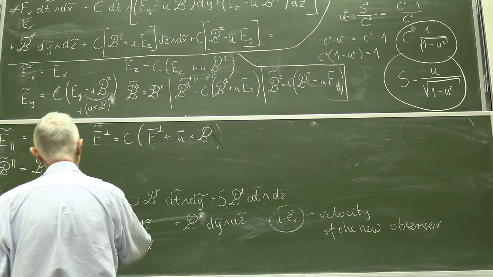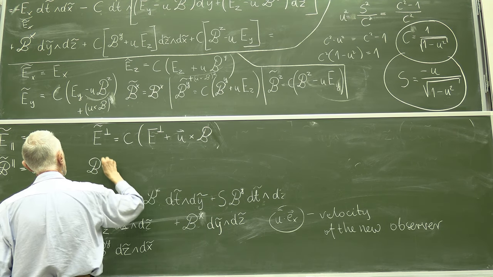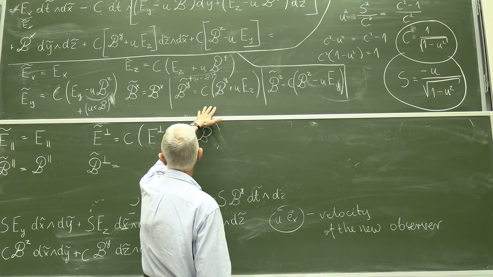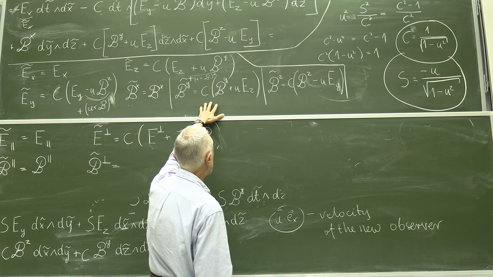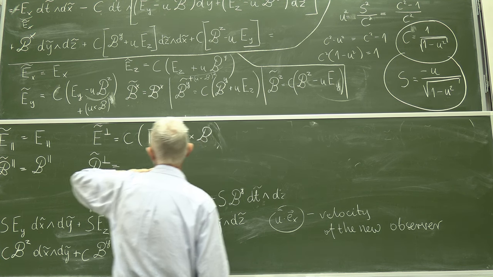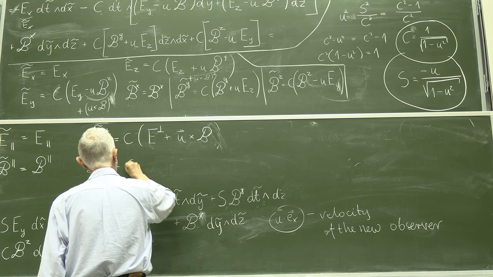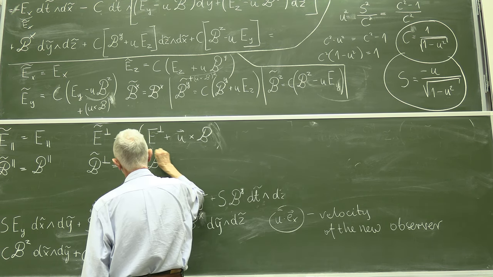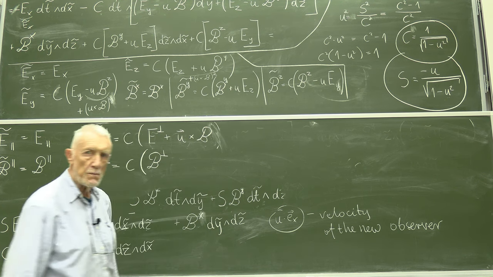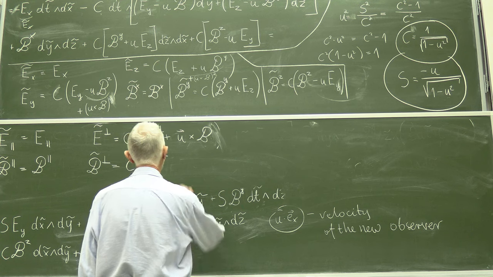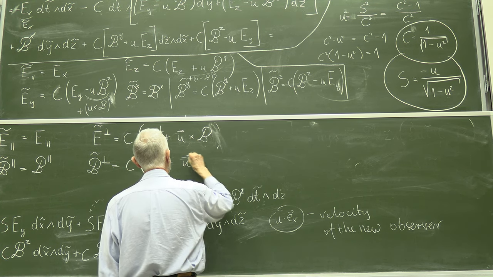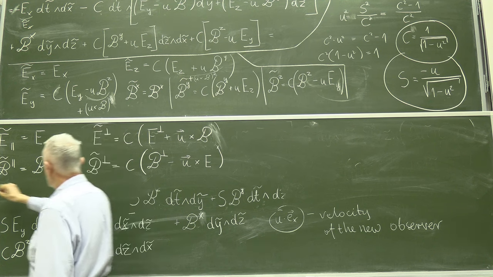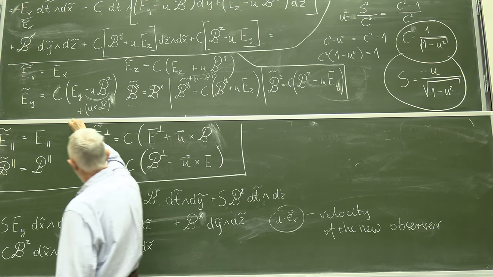And finally, for the magnetic field, the perpendicular part, the new one, for instance, let me take this. So this is C, and here B, the old perpendicular part, and now it will be minus U times E. And that's all. So this is the very end of the story.